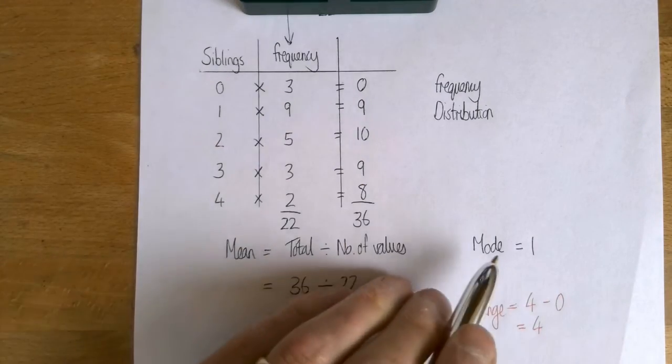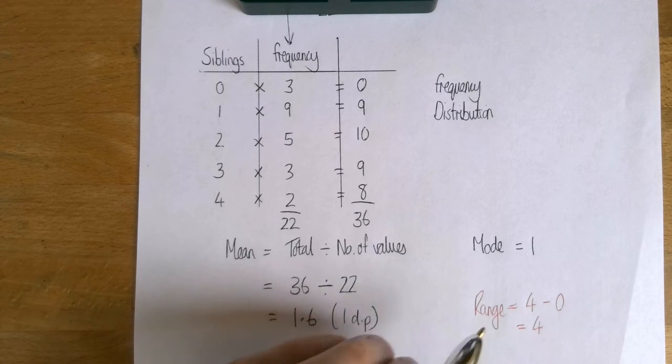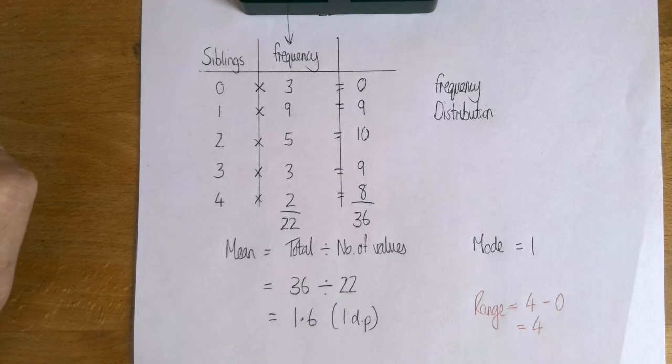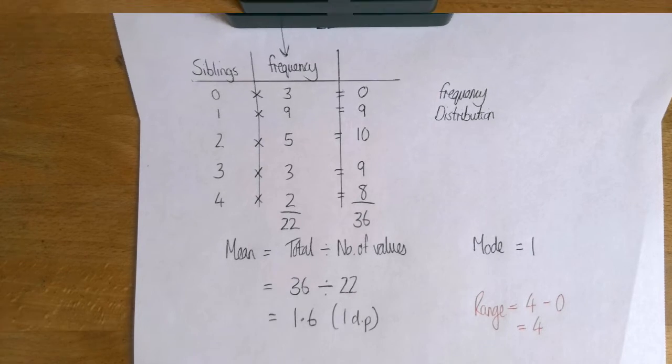So we can work out the mean and the mode and the range really easily. What about the median? Well, the median's a little bit trickier. We will talk about the median in a subsequent lesson, but for now, I'm going to give you some practice at finding the mean, the mode, and the range from a frequency distribution.